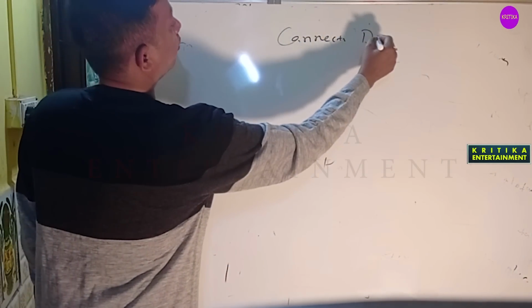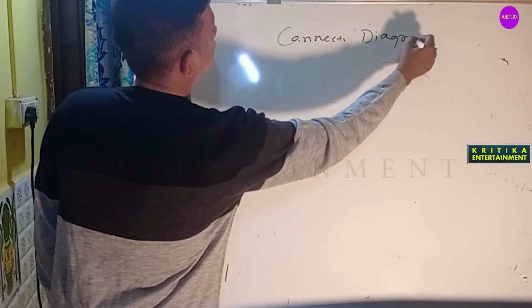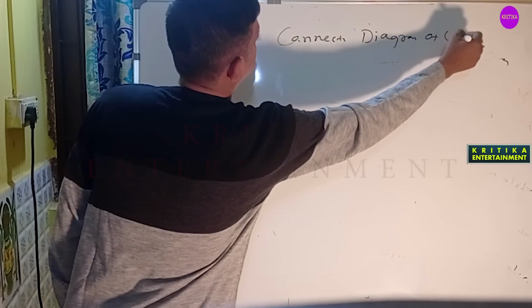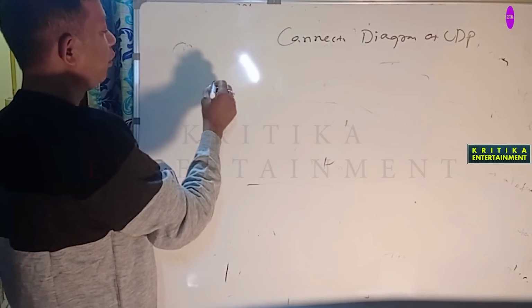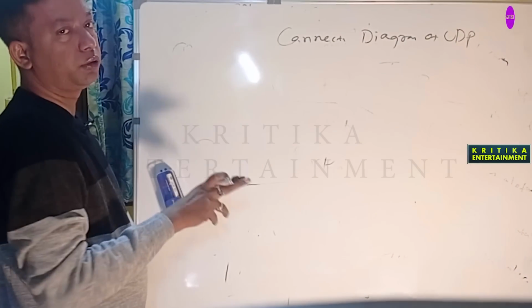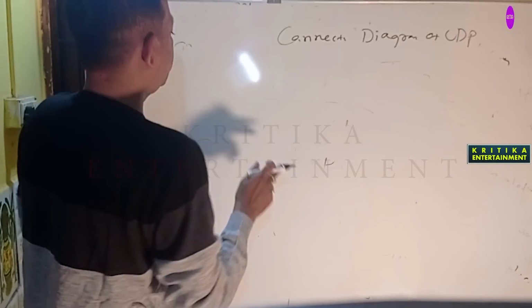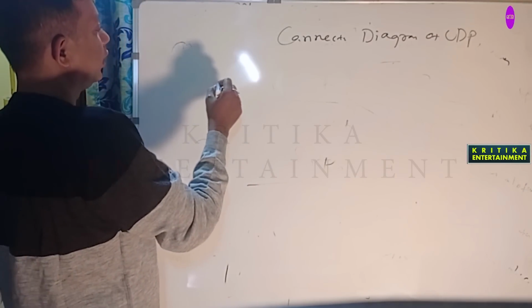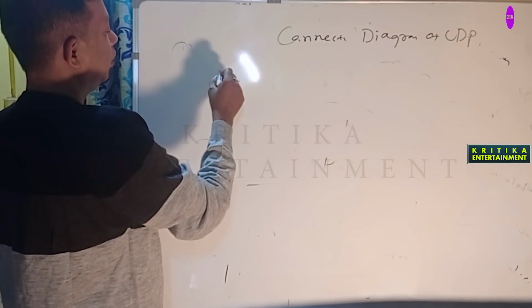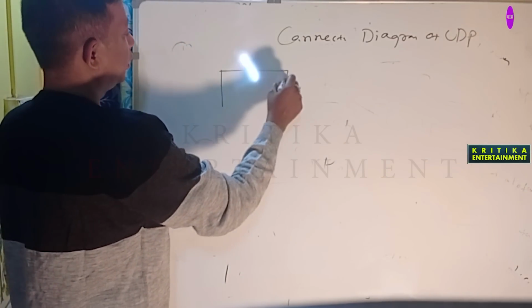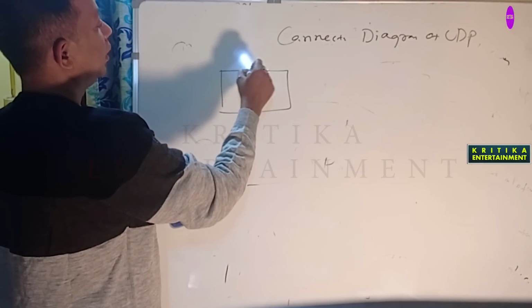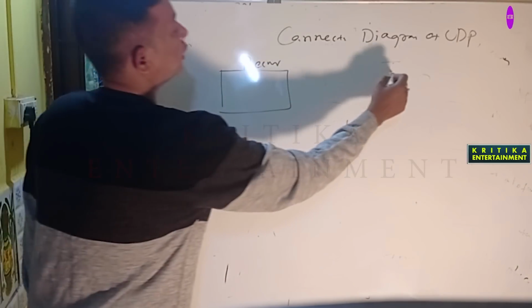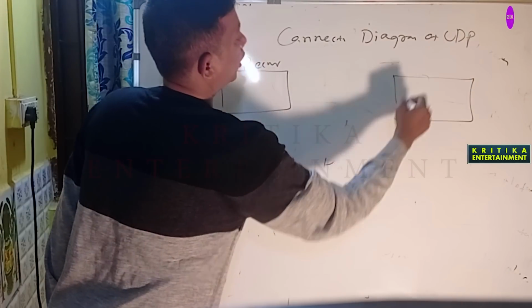Connection diagram of UDP. So I have told you there are two terminals open, one is sender, one is receiver. Suppose this is called your receiver terminal, and this is called your sender terminal.